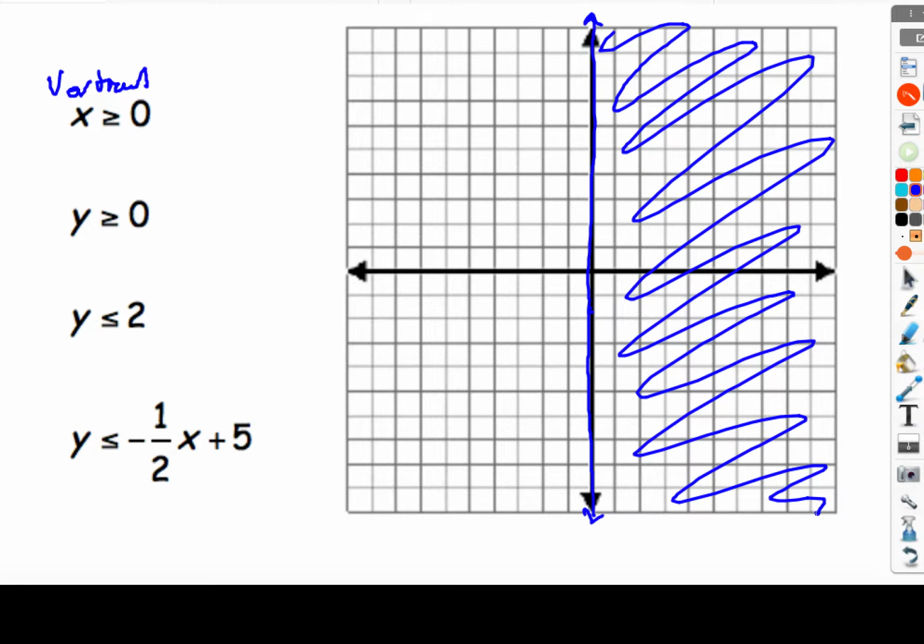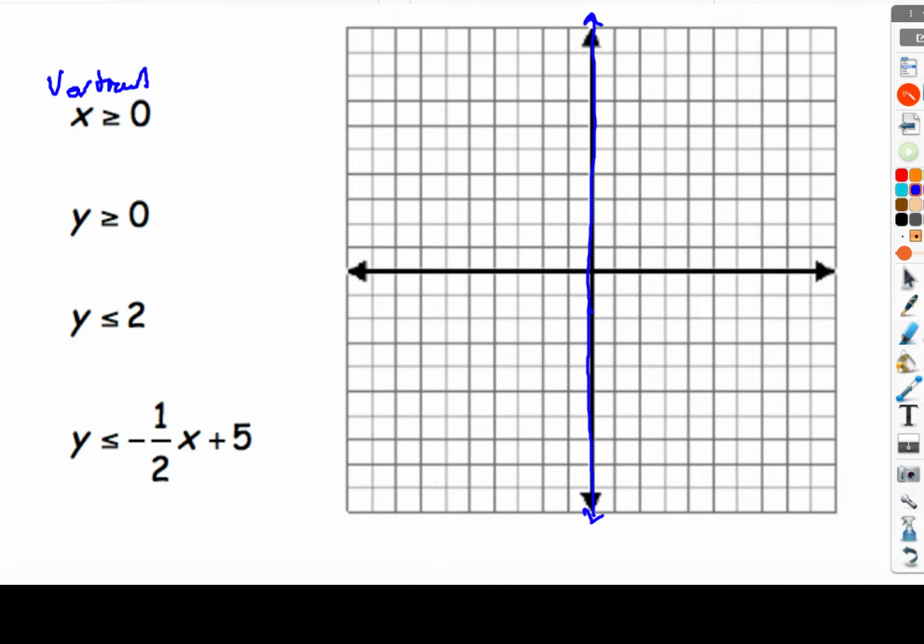But, again, I haven't satisfied all of the other inequalities yet, so I'm not going to quite shade that. I'm going to give myself a note, though. Up at the top, I'm going to make a couple of marks to remind myself I'm on the right side of that blue line. Then, let's go ahead and do this next one.